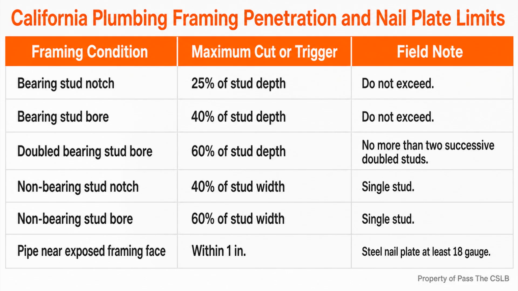Before the inspector arrives, I want the test method, test setup, temporary caps, access points, and visible joints ready for review. A system hidden too early or tested by a prohibited method creates rework even if the pipe later appears dry. A productive pre-inspection walk starts at the fixtures and follows the drainage path.